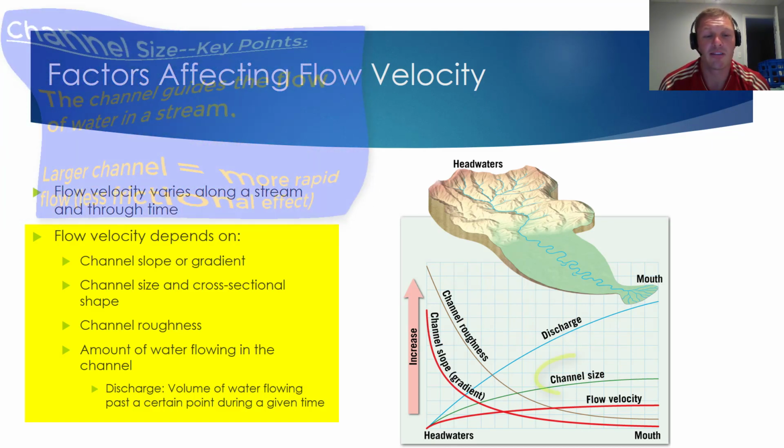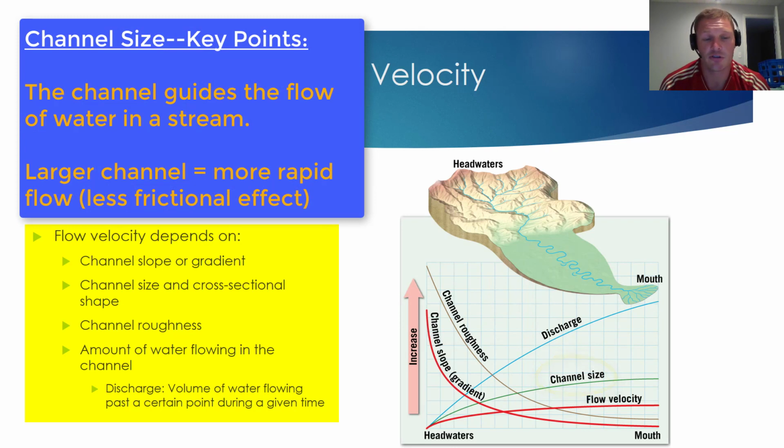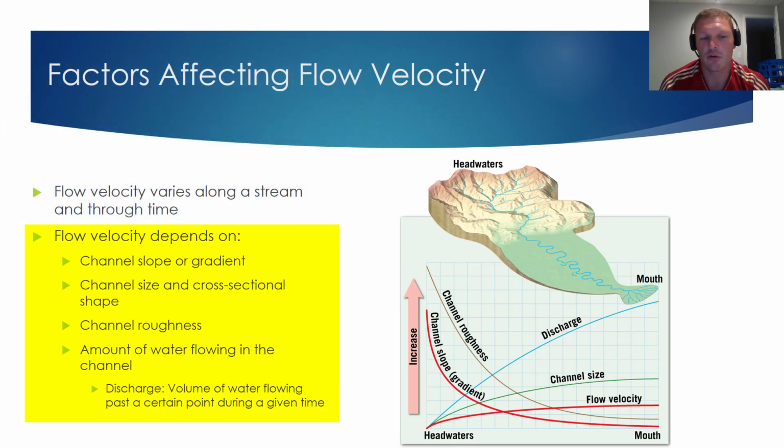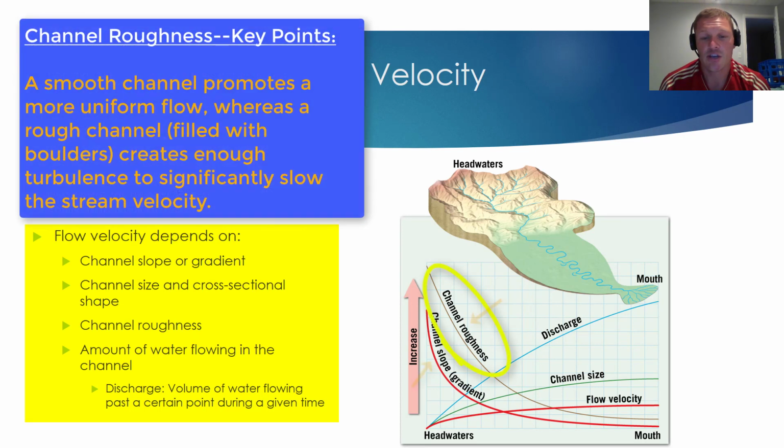Flow velocity also depends on channel size and cross-sectional shape. The channel size for a river will increase as you move from the headwaters towards the mouth. Another factor affecting flow velocity is channel roughness. Channel roughness and channel slope are strongly correlated, as you can see by taking a look at the graph shown. The channel will be roughest towards the headwaters, which is why you often see whitewater rapids in those regions, but the channel will smooth out significantly as you move from the headwaters towards the mouth of the river.